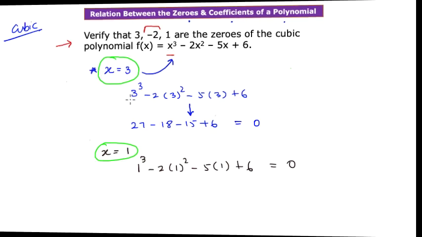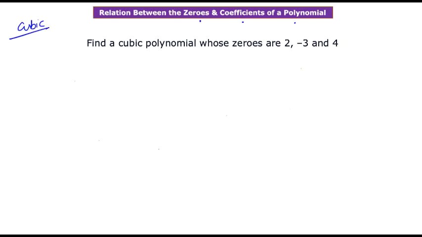Now let's take a look at another problem. So this task is slightly different. In this one, we are supposed to find a cubic polynomial, and we are given the 3 zeros. Their values are 2, -3 and 4.